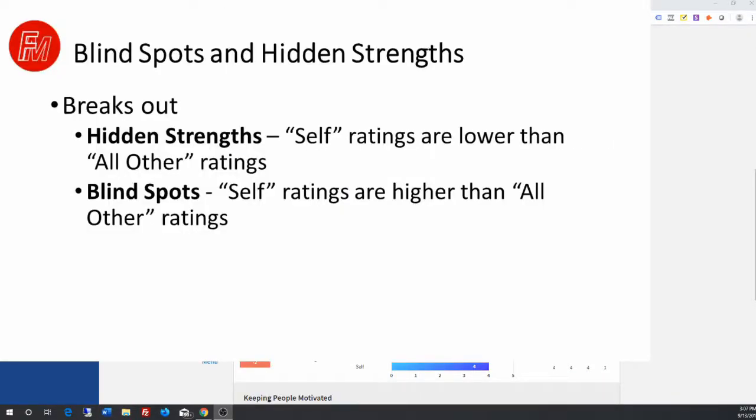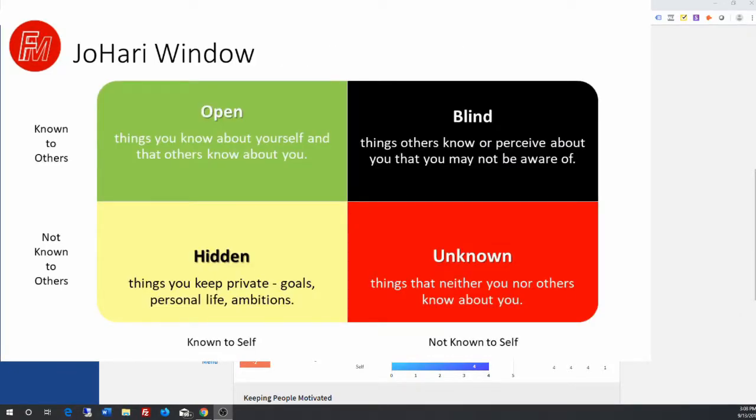The next section we'll talk about is the blind spots and hidden strengths section. Hidden strengths are when self-ratings are lower than all other ratings, and blind spots are when self-ratings are higher than all other ratings. Before I get into that section, I want to talk about Johari Window and what this is and how to utilize this.